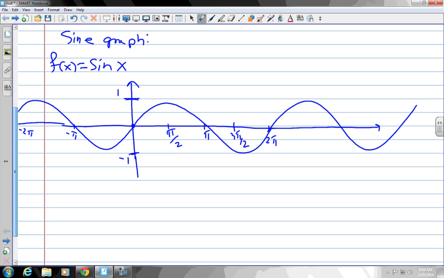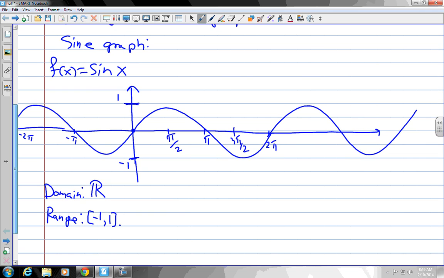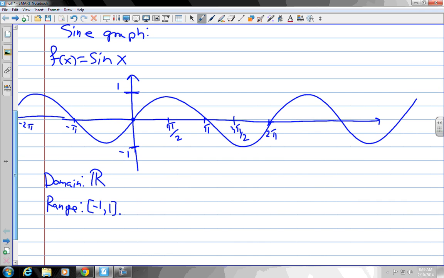So just by looking at this graph, what is the domain? All real numbers, right? It's a nice, pretty continuous thing. So domain is all real numbers. How about the range? -1 to 1, including the -1 and 1. Is that okay?